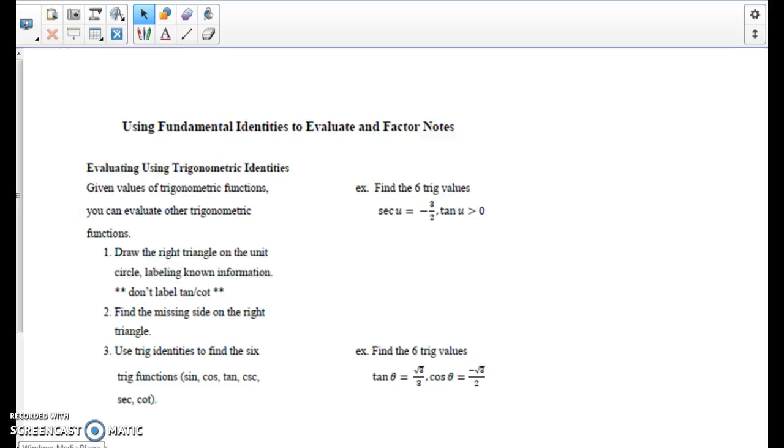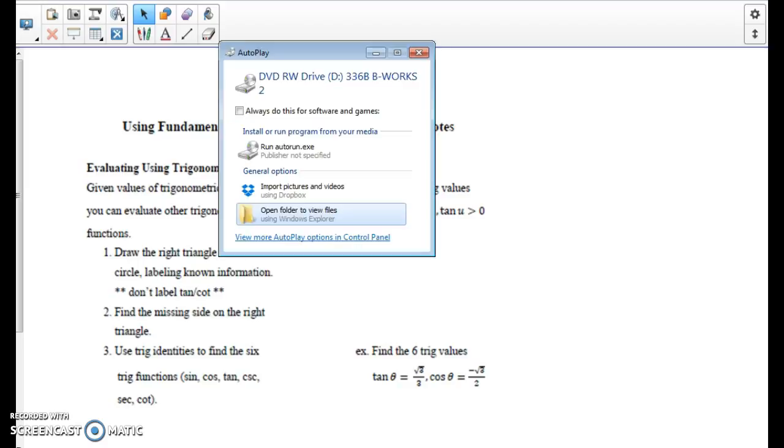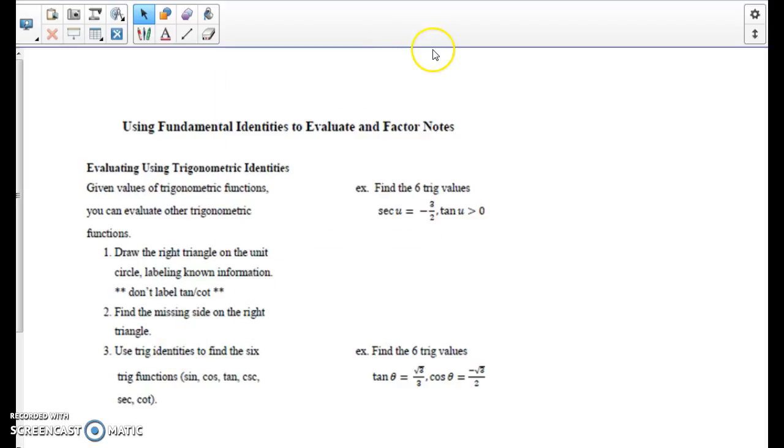Hello, it is now time to take notes on using the fundamental identities to evaluate and to factor. You might be like, what? You haven't showed us factoring. Don't worry, it's the same factoring strategies. We're using some identities.